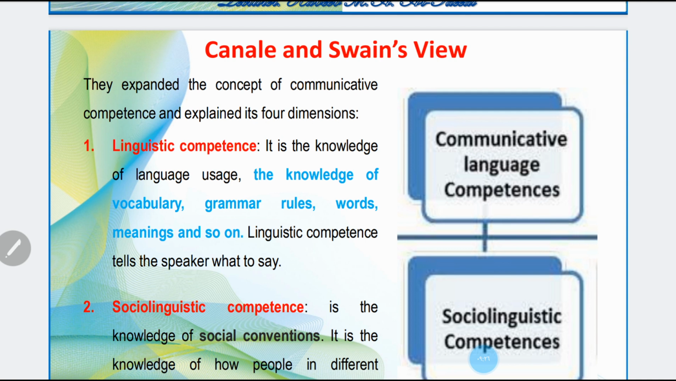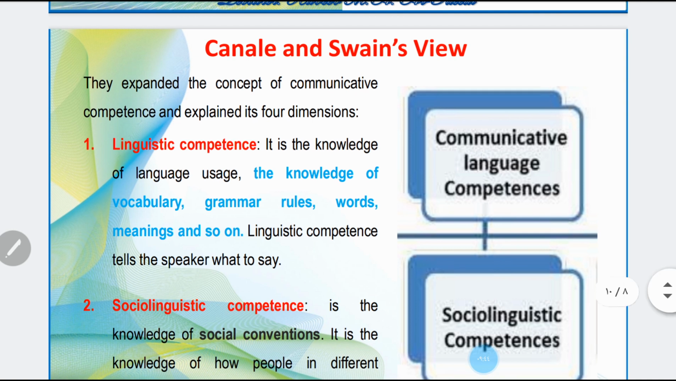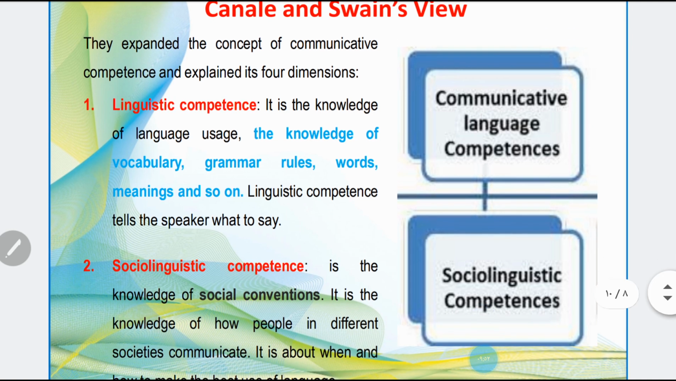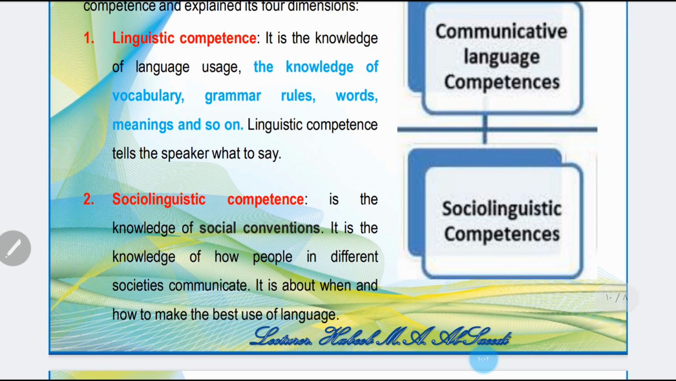Linguistic competence is the knowledge of language usage. That means the use of grammar, vocabulary, grammar rules, words, meaning, and so on. So linguistic competence is about the grammar rules, the vocabulary, the structure, the words, the meaning. It tells the speaker what to say: what is the correct word or the correct phrase, for example, or the correct structure also.